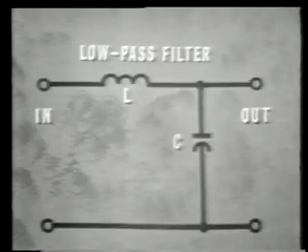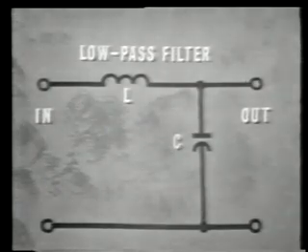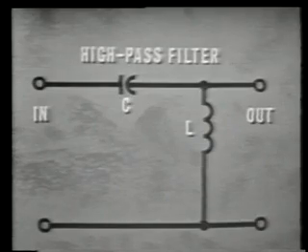All right, that's our basic filters. Remember, a low-pass filter is designed to pass low frequencies, reject high frequencies. The L-section filter uses a series inductor and a shunt capacitor. A high-pass filter is made by simply reversing the position of the series and shunt components. Now the high frequencies are passed and the low frequencies are rejected.